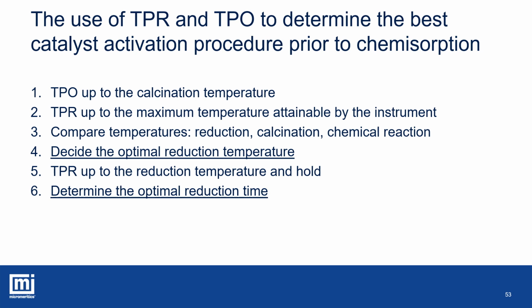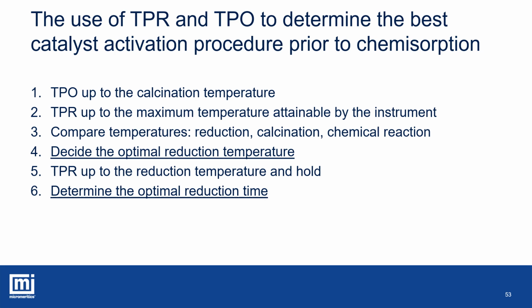Then run a TPR up to the maximum temperature allowed by the instrument in use, typically 1100 degrees, to determine the complete reduction profile. This test should be done on a small amount of sample because it will not be usable anymore. Then relate the temperatures of reduction peaks, calcination, and the specific reaction for that catalyst and decide the optimal reduction temperature. And finally, run a TPR up to the chosen reduction temperature and hold for enough time for the detector signal to return to the baseline, determining this way the optimal reduction time.